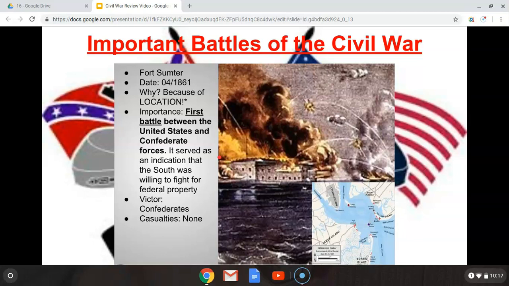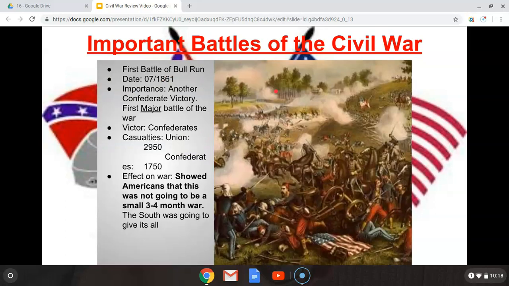Fort Sumter, the first battle between the United States and the Confederate forces. All right. This was showing that the South was ready to fight. Right? So Lincoln needed the South to strike first, and here's where they do in Fort Sumter, April of 1861.